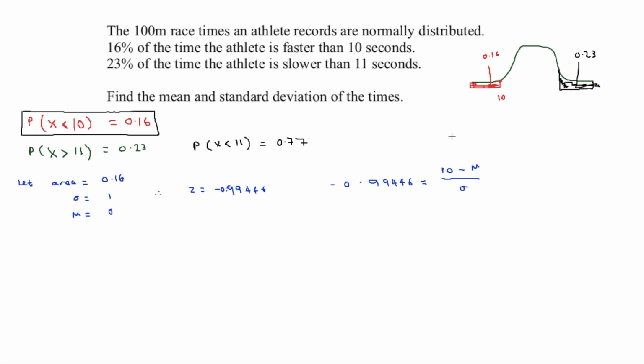So we've got that, and now we can find out what it's going to be when it's 11. So for 11, let the area equal 0.77. The standard deviation is going to be 1 again, and the mean is going to be 0. Put that into your calculator, and this time z is going to be equal to 0.73885. So 0.73885 is equal to 11 minus the mean divided by the standard deviation.